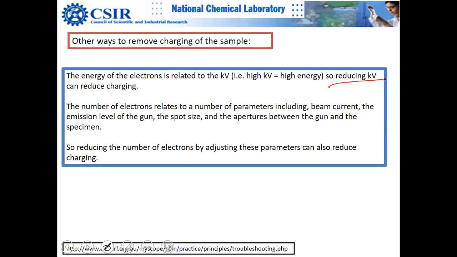The number of electrons is related to a number of parameters, including beam current, the emission level, you will see it later on. The spot size you can increase. When you increase the spot size, you are decreasing the current density. The current density goes down. That's another way. If you don't want to play with the beam current, if you want to keep the beam current the same, you can always increase the spot size. That will reduce the overall current density.